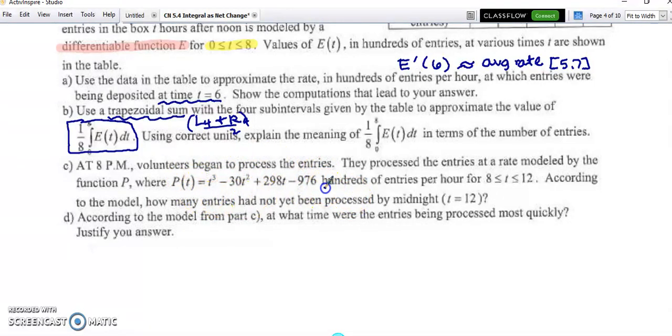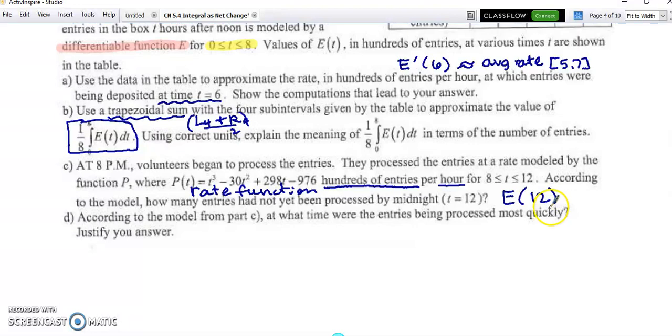And notice they even give you units. It's hundreds of entries per hour. So this right here you have to recognize is a rate function. This is how much entries are going out of the box per hour. So that's a rate function. And then the question is, how many entries had not yet been processed by midnight? So in other words, they're asking, what is the amount that is left in the box at midnight?